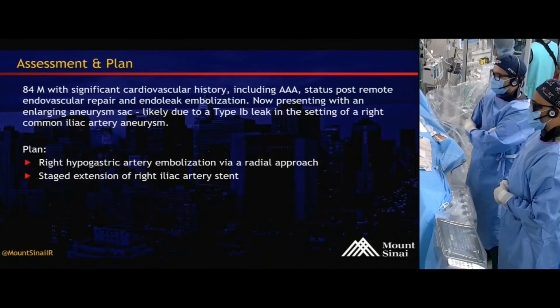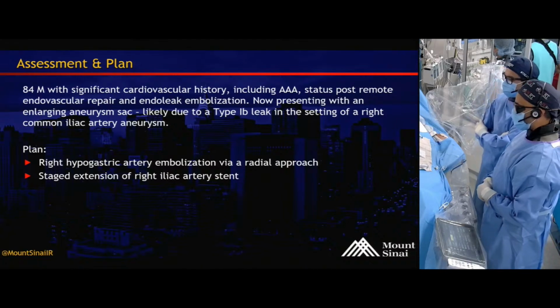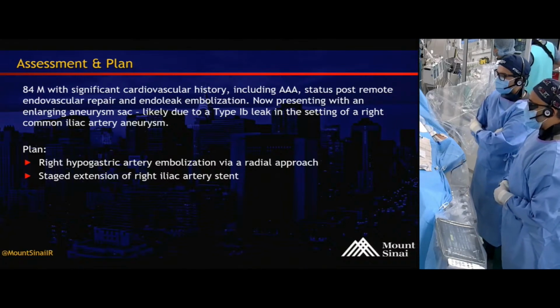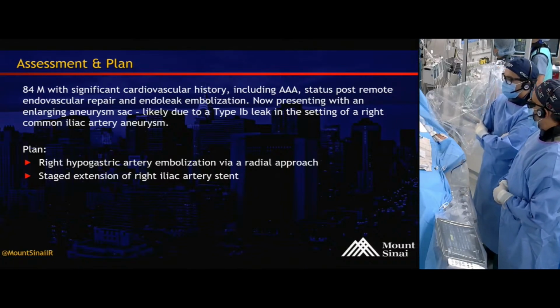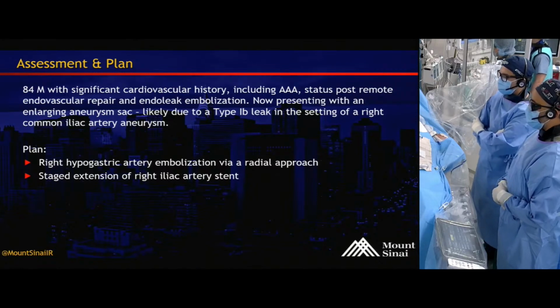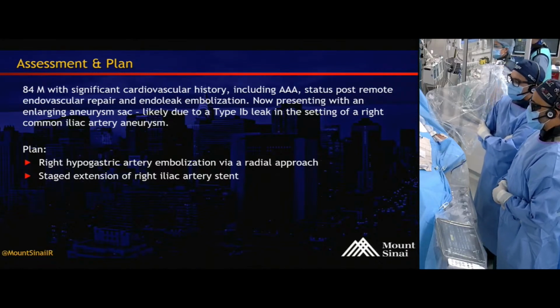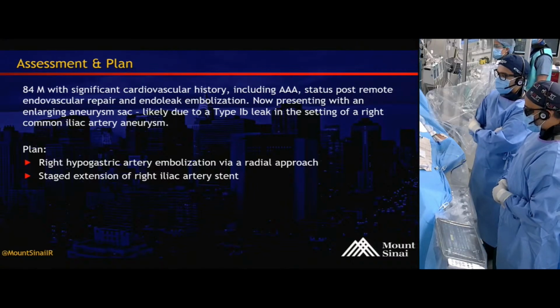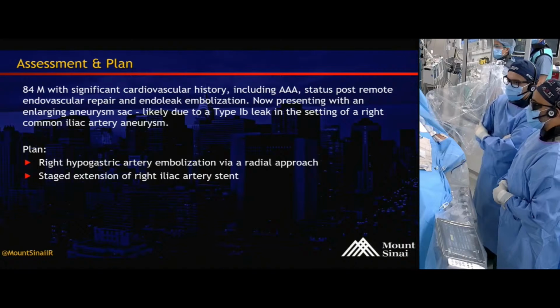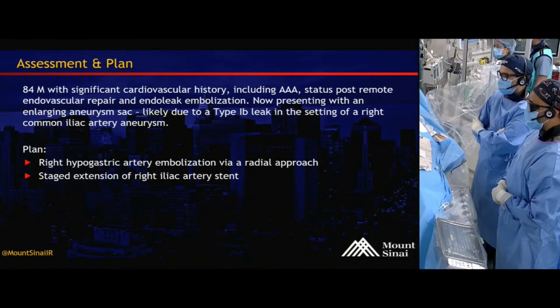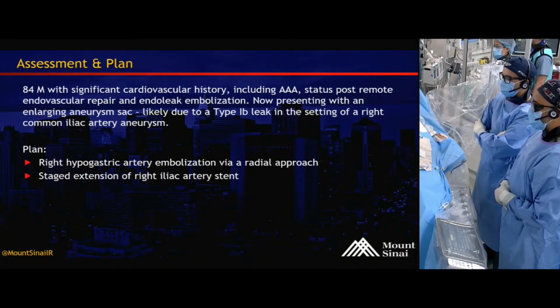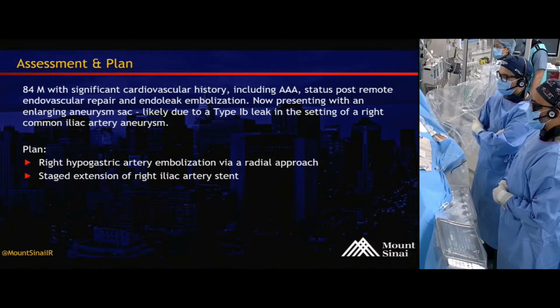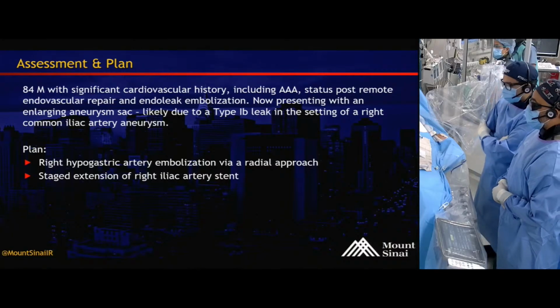In summary, this is an 84-year-old male with significant cardiovascular history, including an AAA status post-remote endovascular repair and endoleak embolization, now presenting with an enlarging sac, likely due to a type 1B endoleak in the setting of a right common iliac artery aneurysm. The plan today is to do a right hypogastric artery embolization via radial approach as a staged procedure prior to extension of his right common iliac artery stent into the right external. That's all we have.